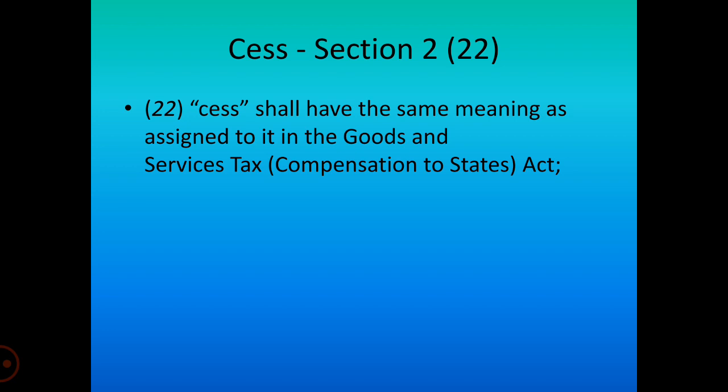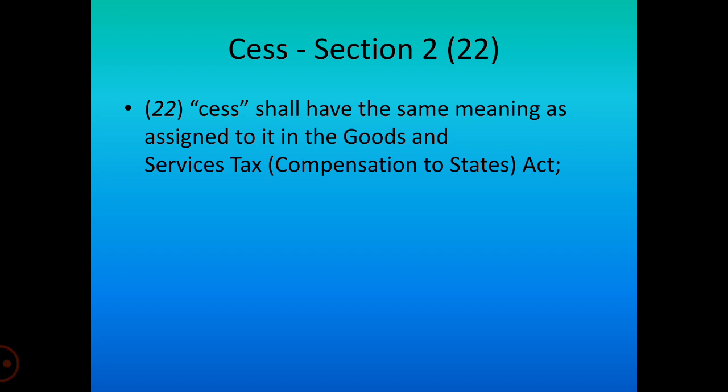such cess shall be levied on such interstate supply of goods or services or both, which has been provided under Section 5 of the Integrated Goods and Service Tax Act 2017, and it shall be collected in the manner prescribed on the recommendation of the GST Council for the purpose of providing compensation to the states for the loss of revenue arising on account of implementation of goods and service tax with effect from the date which has been provided from the Central Goods and Service Tax Act 2017.